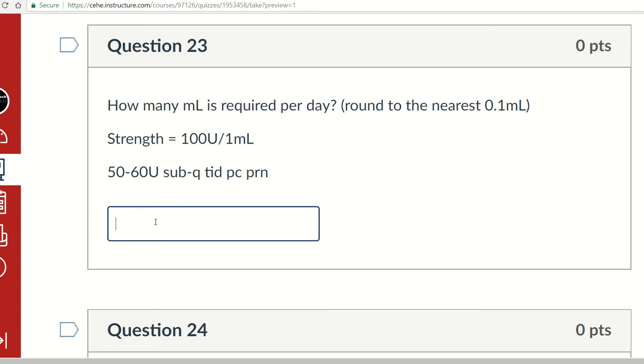And then just divide it by your supply strength. So what is 180 divided by 100? Yeah, 1.8. So it's already to the nearest tenth of an ml. So all you got to punch in for your answer is 1.8. So you will use 1.8 mLs of insulin in a day, up to.